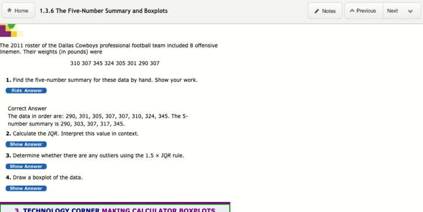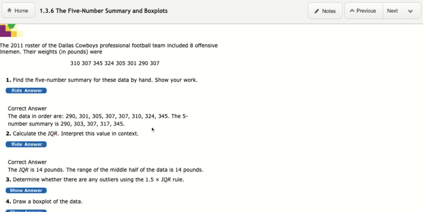You would do the same thing going in the other direction. So here's the median. So that means I'm going to deal with these 4 numbers. So the quartile 1 or Q1 is going to be between 301 and 305. Midway between that is 303. We can do all of this on the calculator as well.